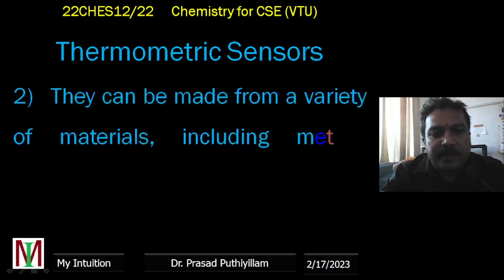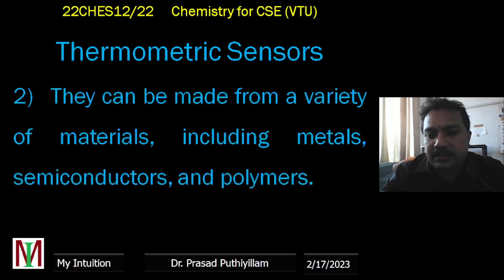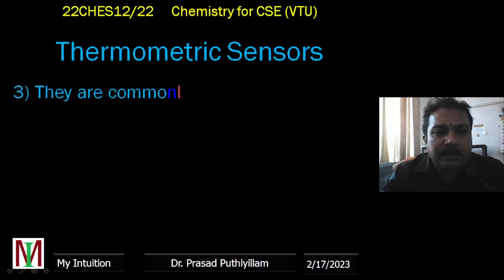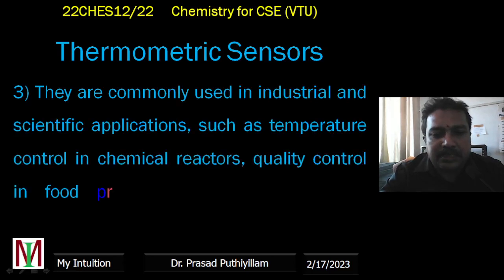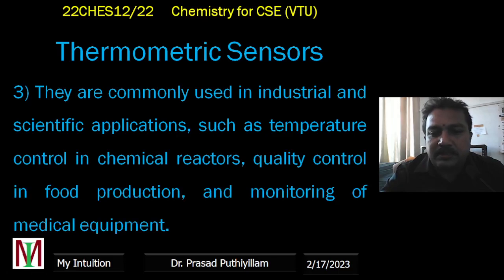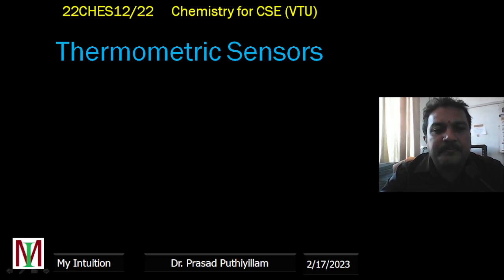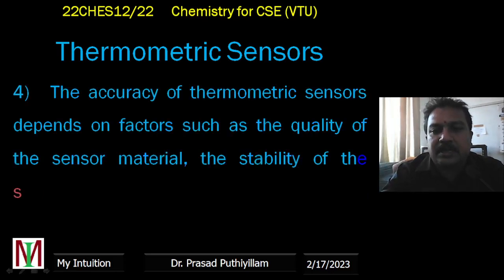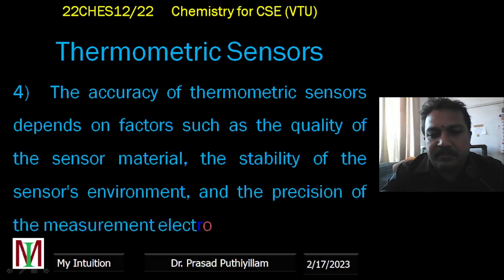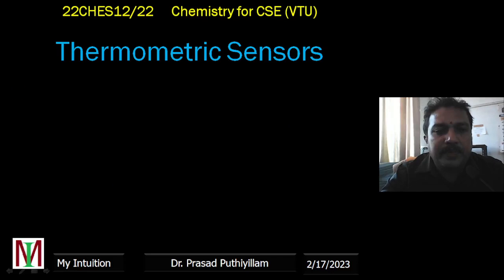They can be made from a variety of materials, metals, semiconductors and polymers, and are commonly used in industrial and scientific applications such as temperature control in chemical reactors, quality control in food production, and monitoring of medical equipment. Accuracy of thermometric sensors depends on factors such as the quality of the sensor material, the stability of the sensor's environment, and the precision of the measurement electronics. Okay, straightforward sentences, nothing much complicated.